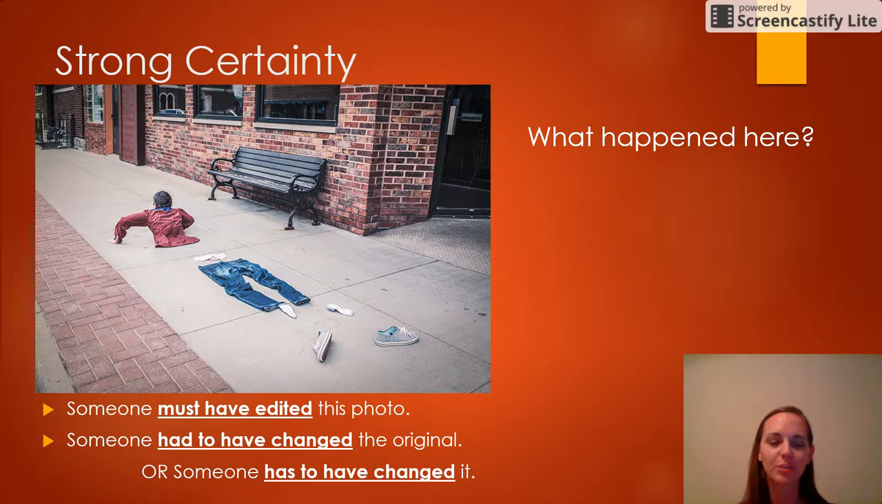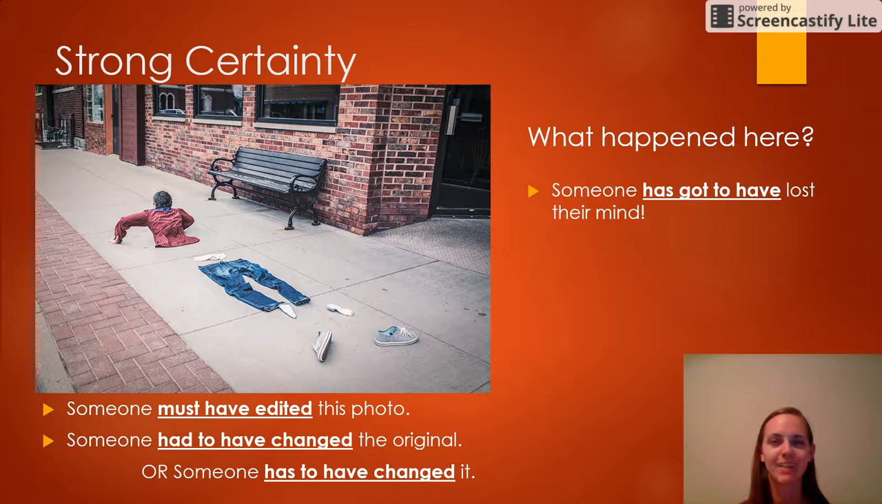You notice in those final two examples, we can use had in the past or has in the present. However, even when I use has, it's still in the past because you notice has to is followed by have plus our past participle. So both of them have that past meaning when we have a strong certainty. In a more informal way, I could also use has got to have. Someone has got to have lost their mind to make this photo, right?